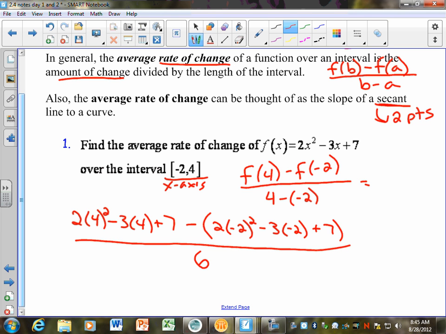There's definitely a lot of room for arithmetic errors on this. I would highly recommend showing me a little bit of work, because if you just do it all in your calculator or do it in your head and you get it wrong and I can't see what you did wrong, I can't really give you partial credit. So show a little bit of work. You don't show everything, but anyone have a question on where I'm getting these numbers or values?